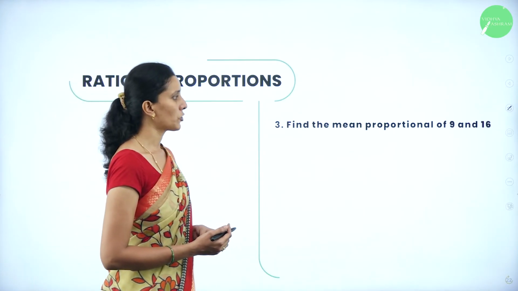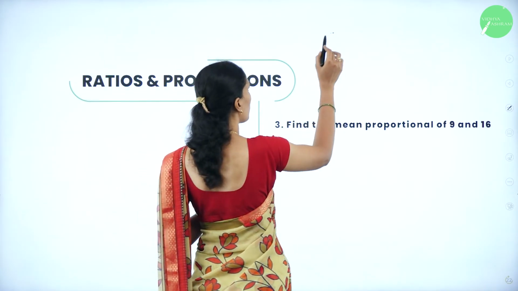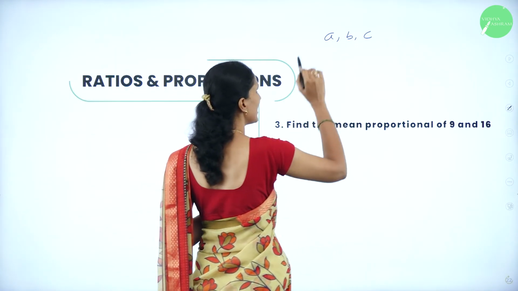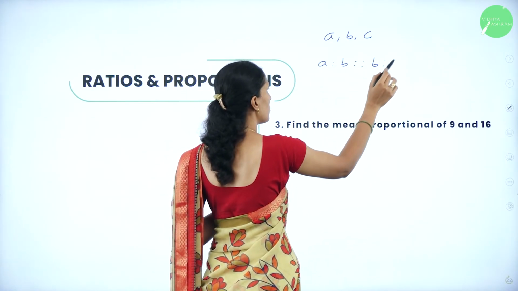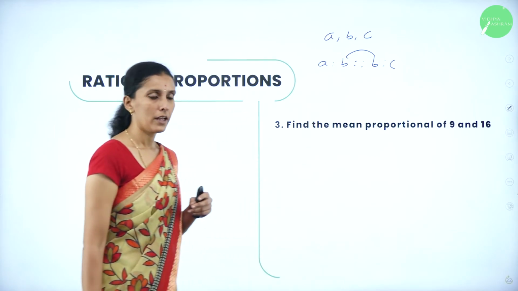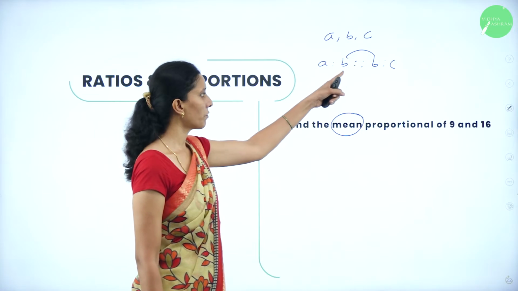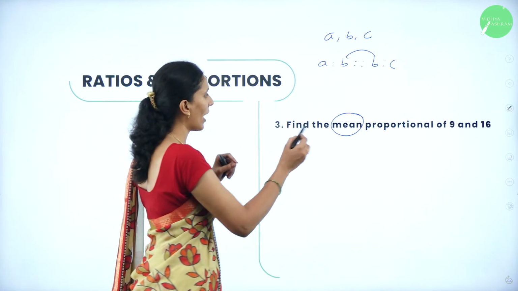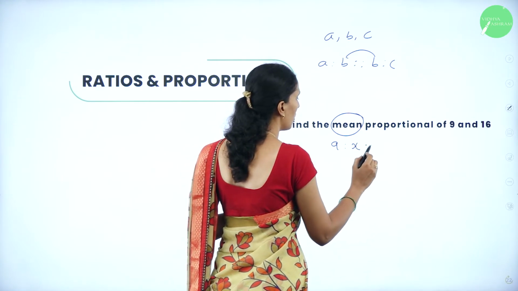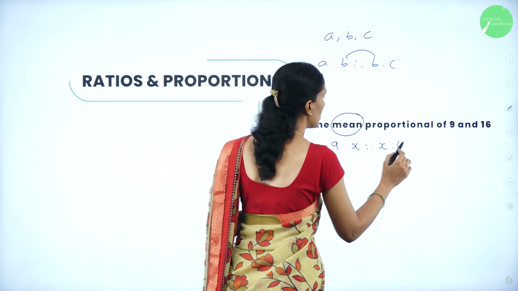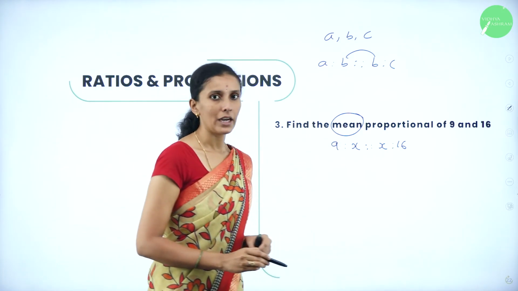Find the mean proportional of 9 and 16. What do you mean by mean proportional? In the mean proportional you have only 3 terms, that is A, B and C. We will write in this form A is to B, B is to C, that is the means are the same. Therefore to find the mean you should take the value of B as x. If you write this in the form of mean proportional, you will get 9 is to x proportional to x is to 16. That is, the values of extremes are given. We have to find the mean.